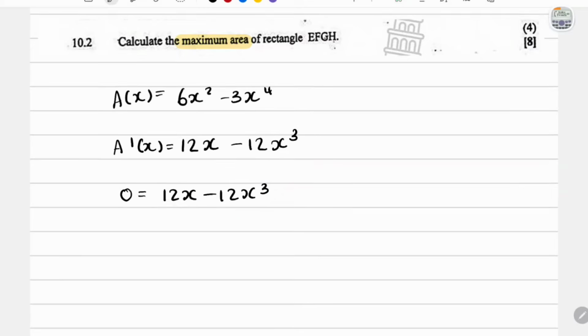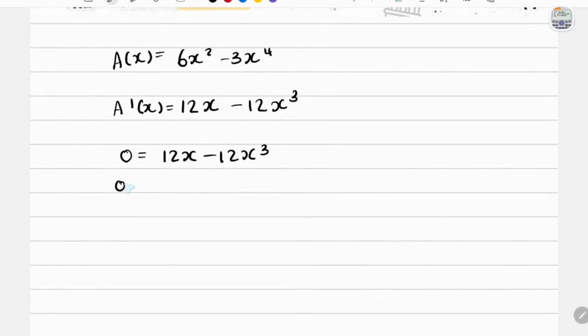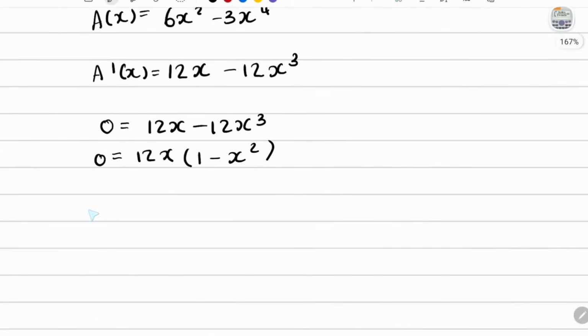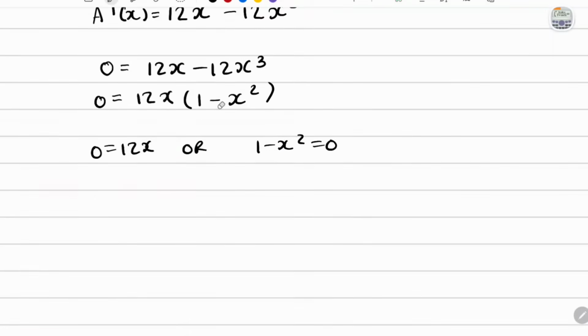Since they both have 12 and x, just take out 12x as a common factor. Then you're left with here, if you divide that by that, you get 1. If you divide this by that, you get negative x squared. Okay, so this is what we have. So we can say this can be factorized further. You can use difference of two squares if you want. It's not necessary. So I'll just say 0 is equal to 12x or 1 minus x squared is equal to 0, right? Because they're being multiplied. If you have something times something and they give you 0, it's either that this one is equal to 0 or that one is equal to 0.